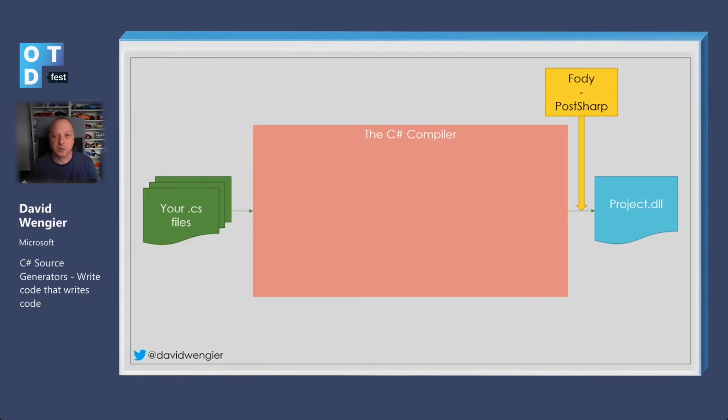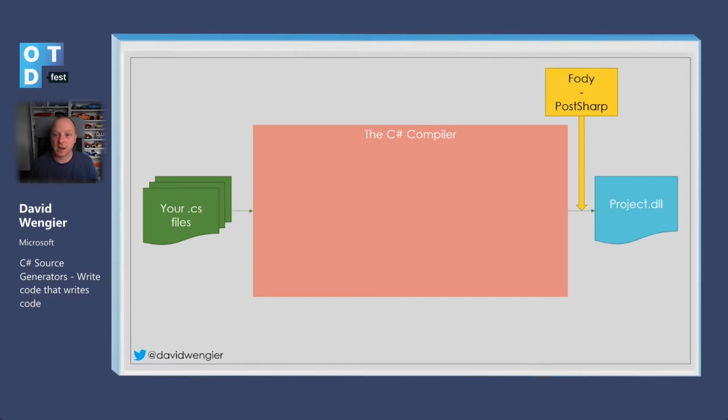There's also the option of doing code generation after the compilation. This is where tools like Fody or PostSharp might be used. And again, there's many more, but these are two you might have heard of. Because these come after the compiler, these work on the IL, the intermediate language, which is what is in your DLL.